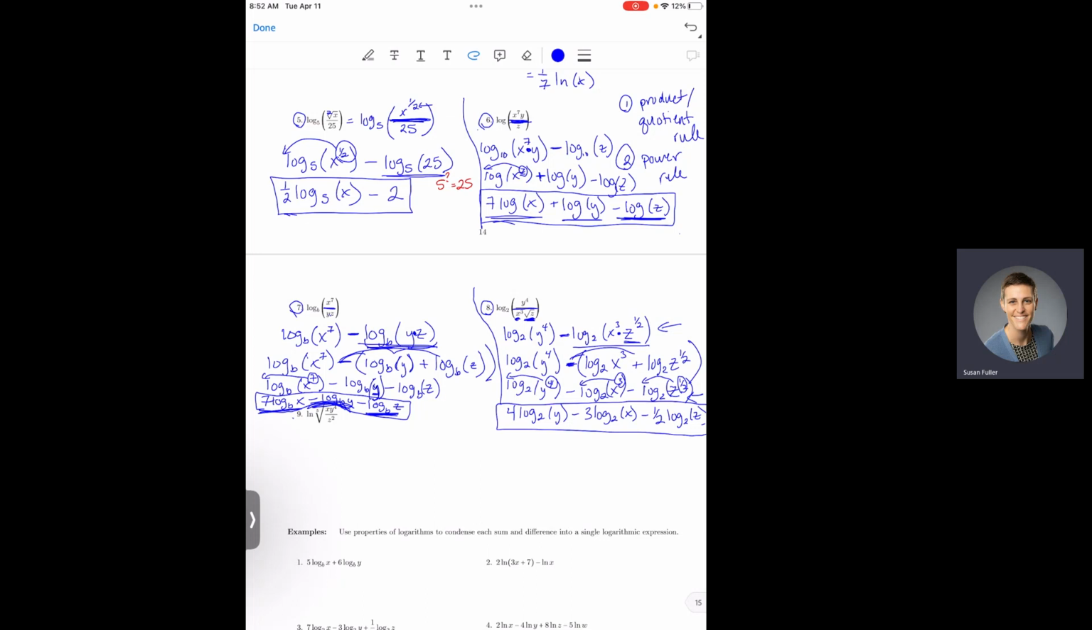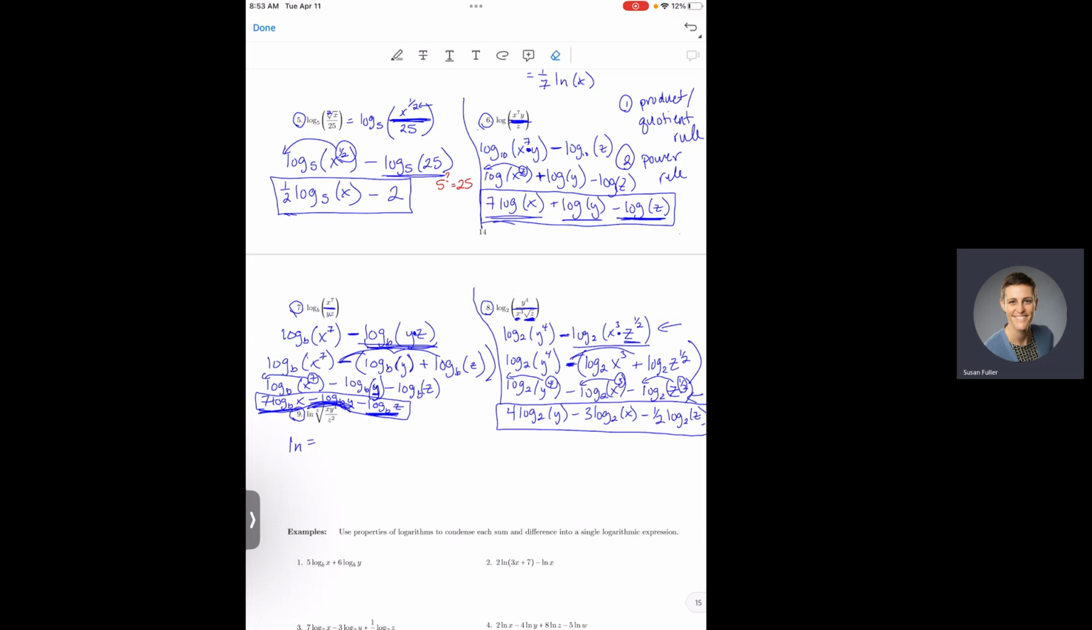All right, one last one here in number 9. The ln of the 5th root of x y to the 4th over z squared. Okay, so all of this stuff, x times y to the fourth over z squared, is all inside a fifth root. And remember, roots are exponents. So let's make this an exponent right off the bat.